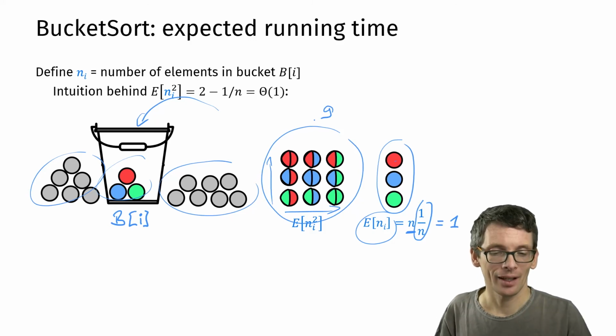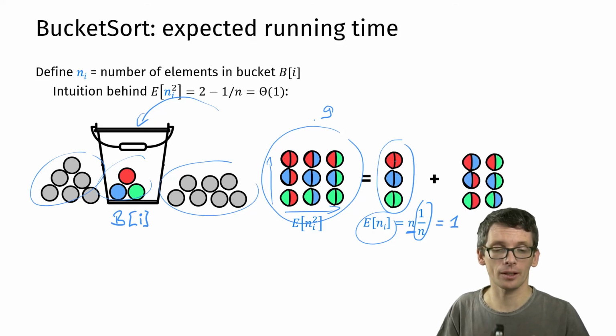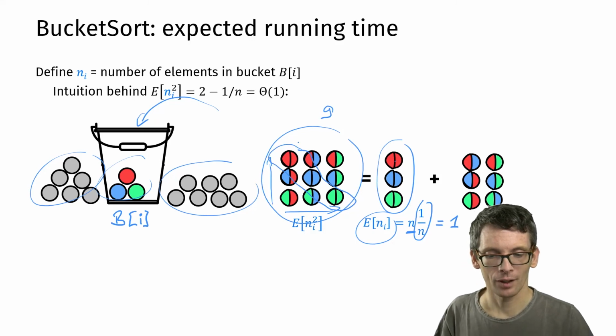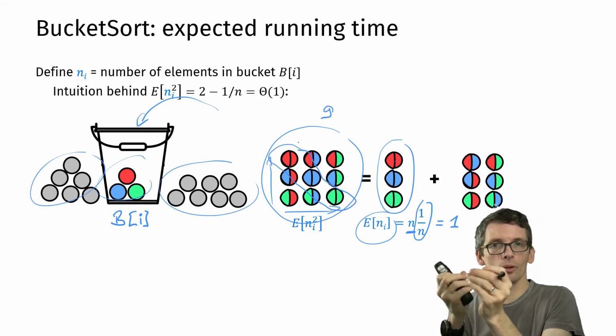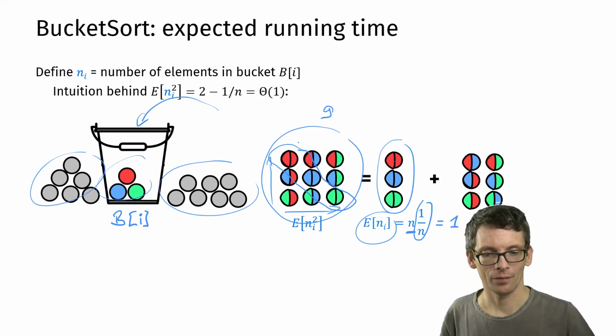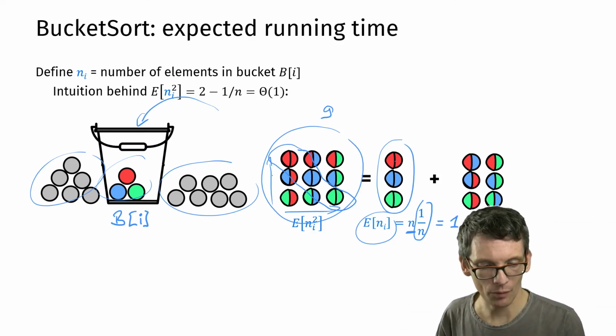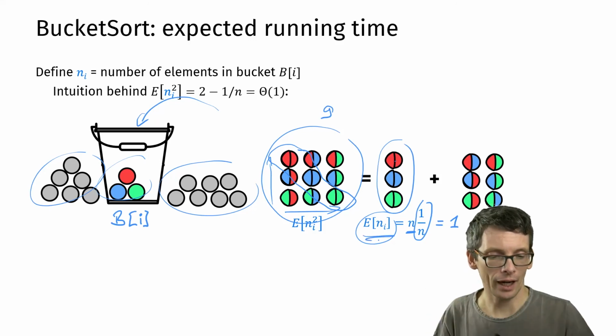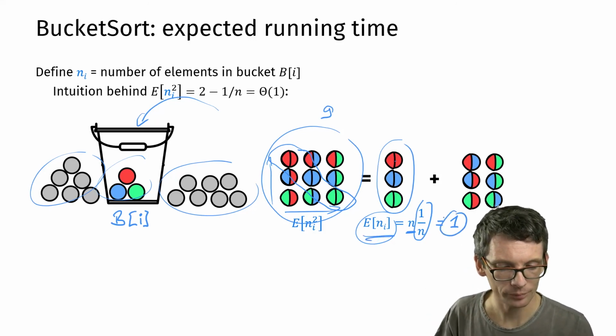How can I count this? I can count this by splitting it up into the following sum. If you look at the diagonal here, I combined red with red, blue with blue, green with green. That's simply red, blue, green. So the number of elements on my diagonal corresponds to E of Ni, which I said is 1.